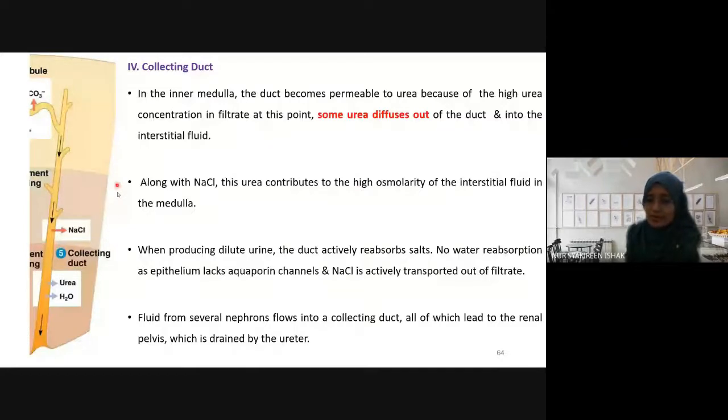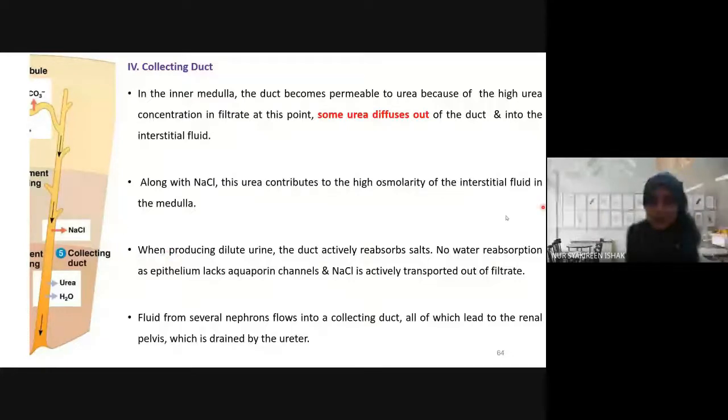Okay, these two solutes, sodium chloride and also urea, will cause the interstitial fluid to be highly concentrated. It has a high osmolarity compared to the filtrate. Okay, so when producing dilute, ini tolong gariskan. Ini dah habis dah point untuk yang ni.